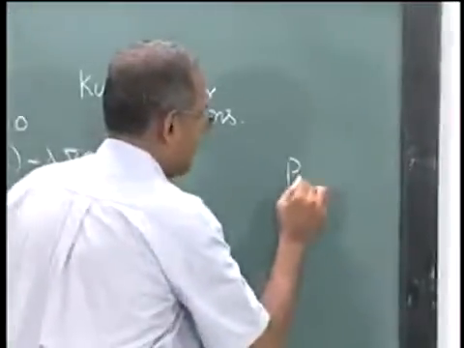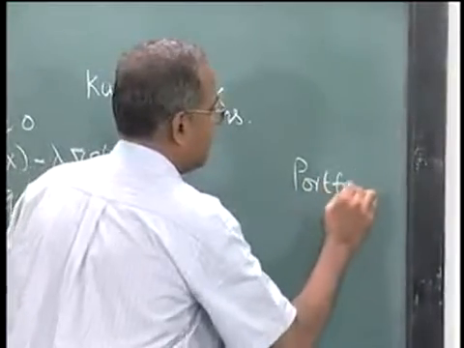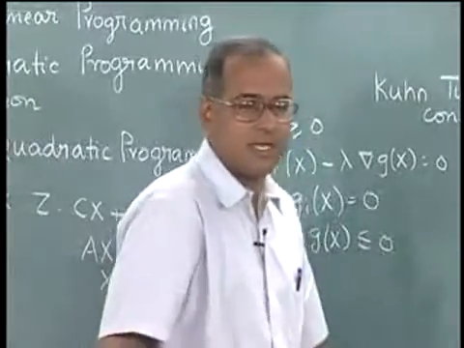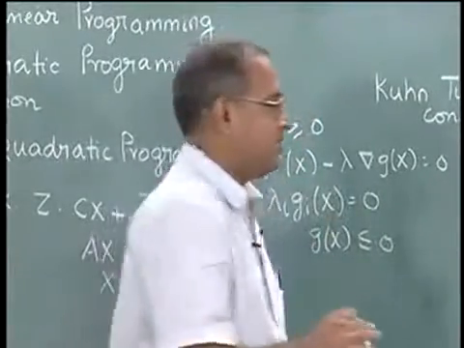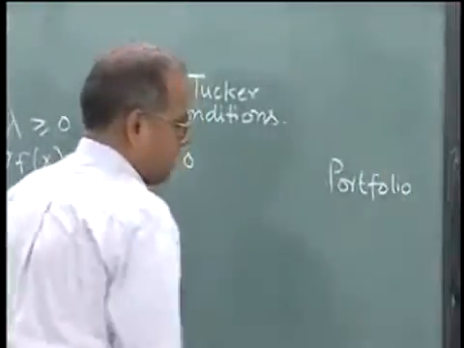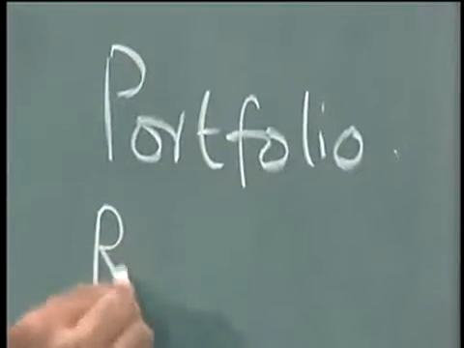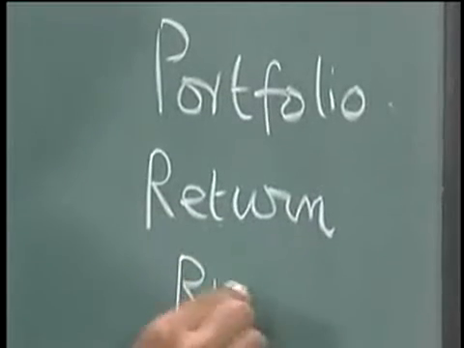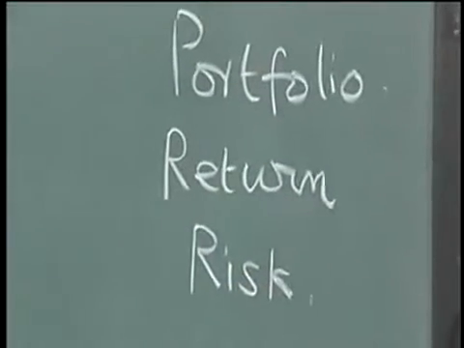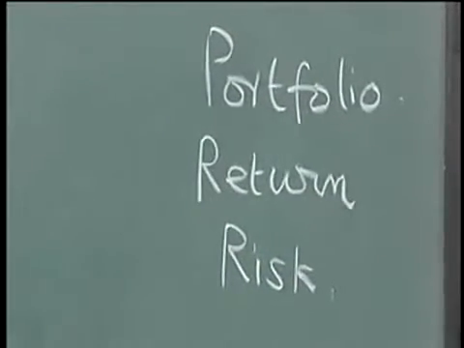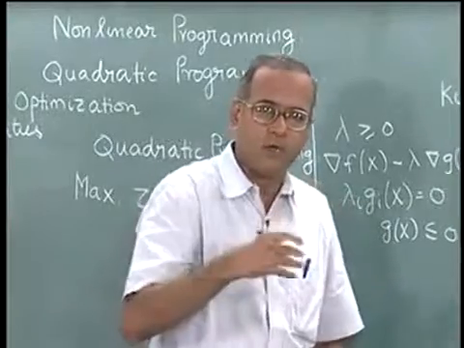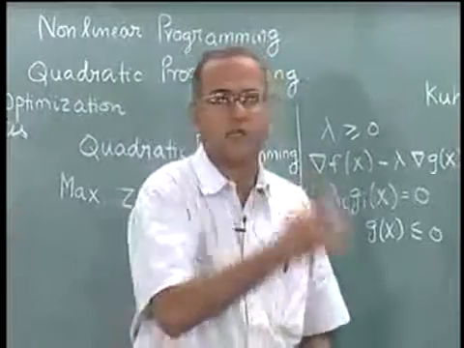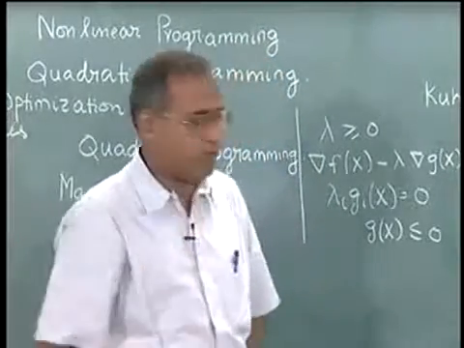If someone has an investment portfolio of, say, shares and other investments, then ordinarily there are two things associated with this. One is called the return and the other is called the risk. So here the decision variable will be how much proportion I spend on each of these securities that form part of the portfolio.